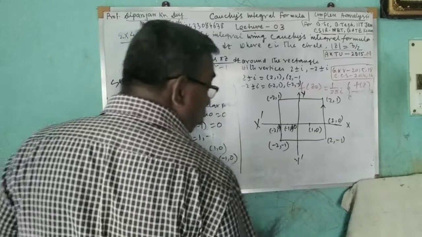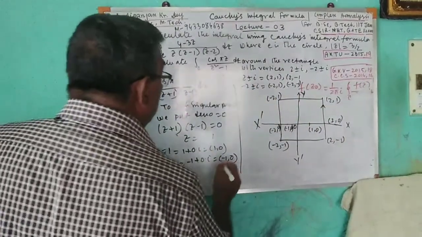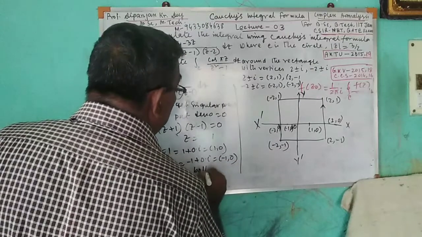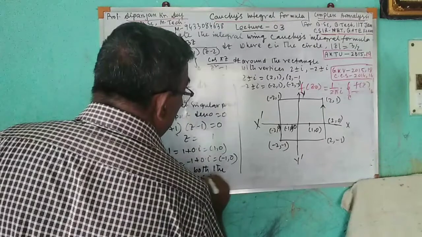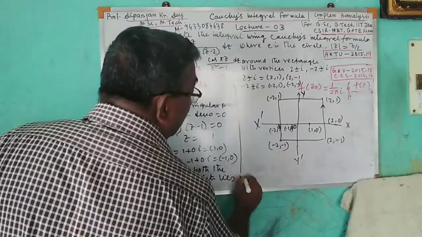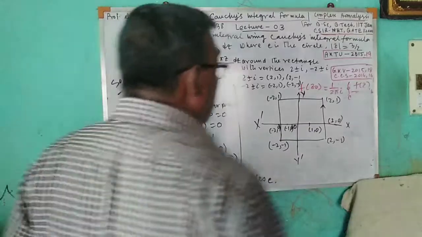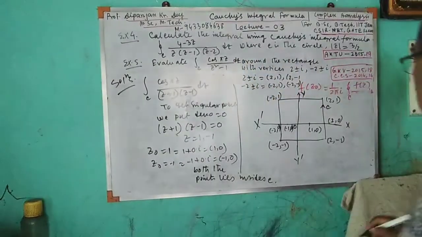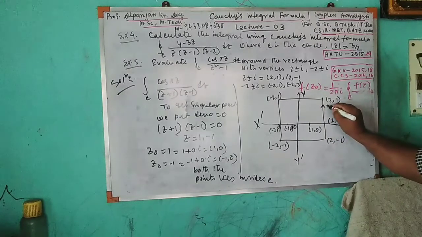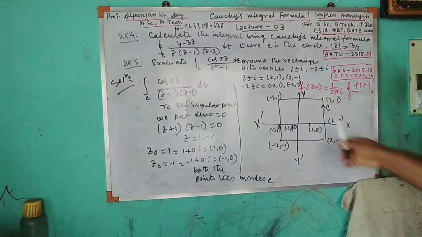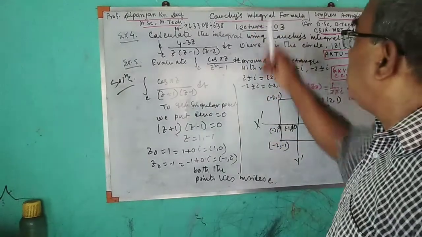both the points, 1 comma 0 and minus 1 comma 0, lie inside C, inside the closed curve C. This is the closed curve C. Okay, so both the points are inside the closed curve C. So we can apply Cauchy's integral formula.